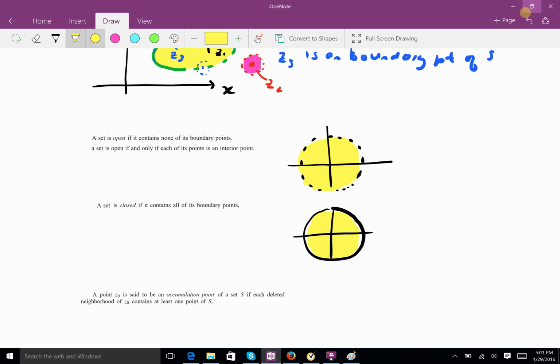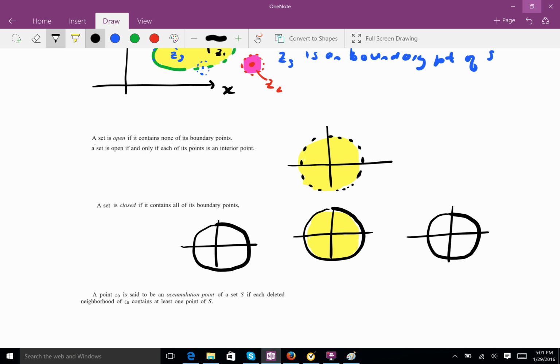Notice that even if I didn't contain the interior, it still would be closed. Okay, so this is also closed. Even if I don't contain the interior. And if I contain the interior and the outside, it's also closed. These are all examples of closed sets. Why? Because they all contain their boundary. So this is also a closed set.